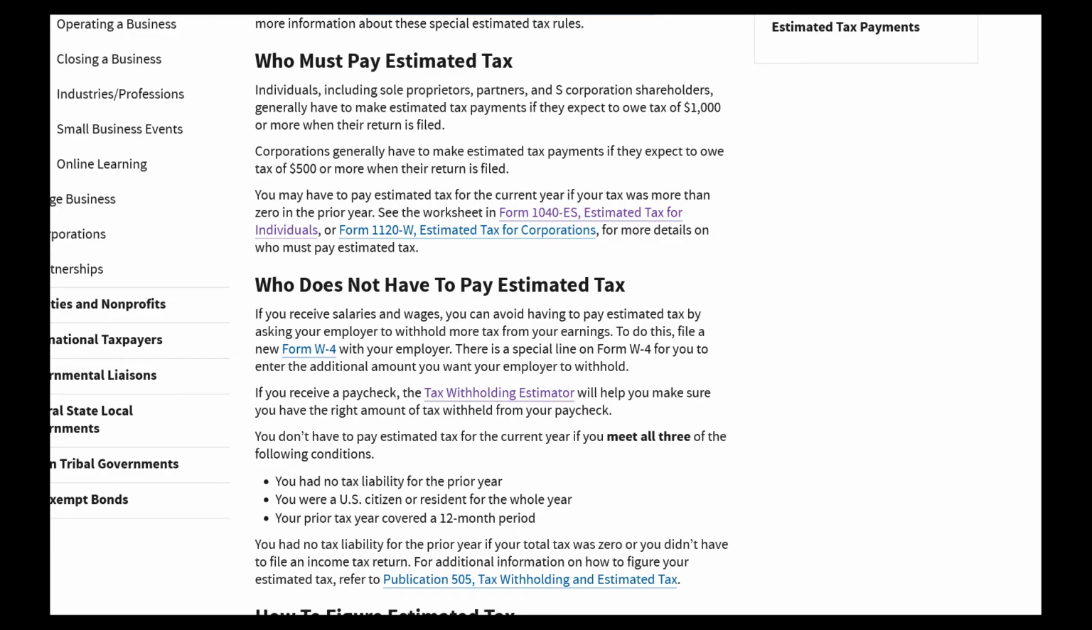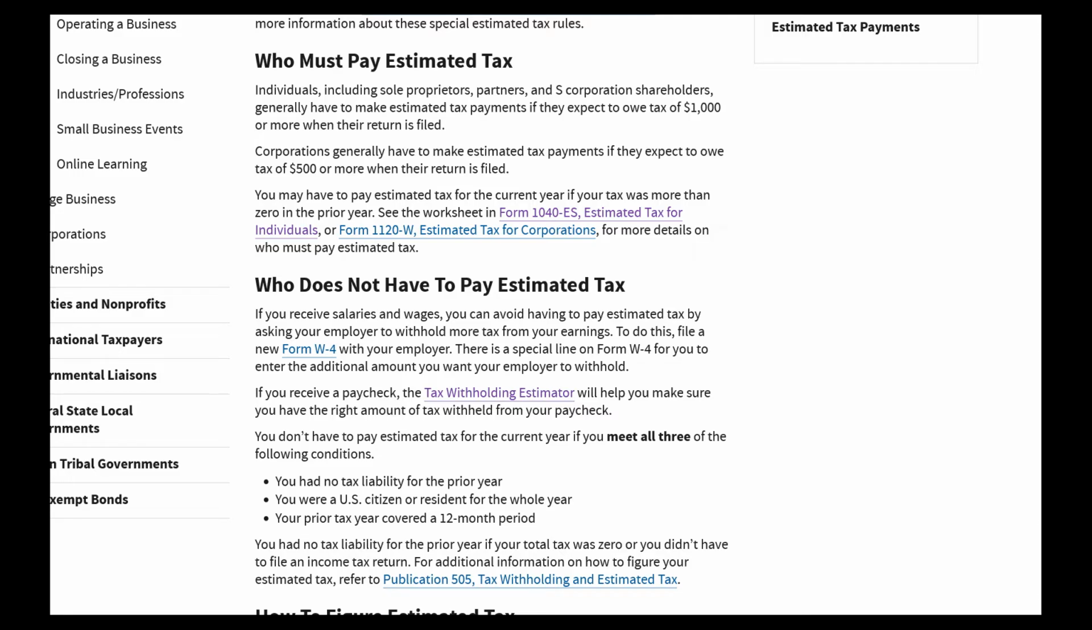Lastly, with income taxes, some self-employed individuals are going to be required to pay estimated quarterly tax payments in advance of the year that those payments are actually due. If you expect to owe a tax bill of $1,000 or more when your return is to be filed, then the IRS requires you to estimate the amount of tax that you are going to have to pay and to pay it out in advance.